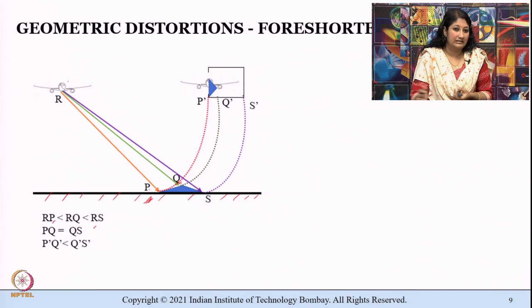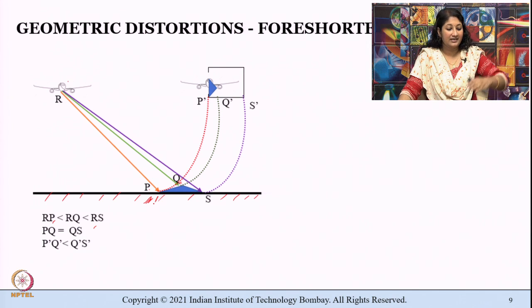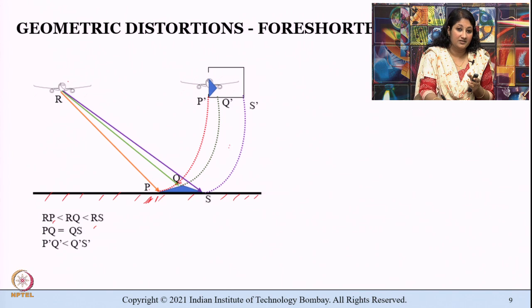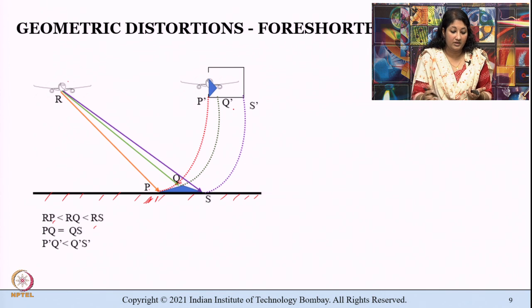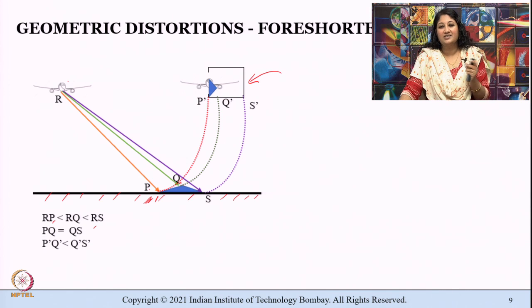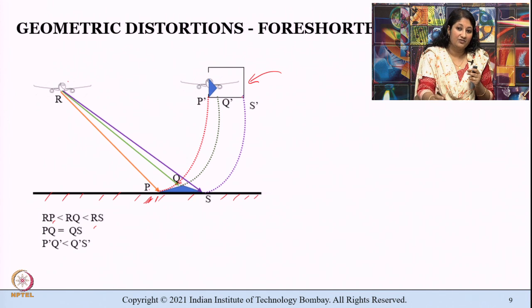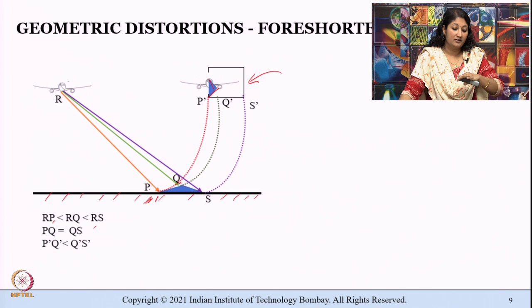So, what happens? The return echo from the base, that is from point P as shown in the schematic here, shall reach the instrument first before the return echo from the top or the peak of the object. Now, the projected image in this case shall also lean over. What you see here, the projected image shall also lean over, but the difference is that the projected image in foreshortening shall appear to lean away from the nadir. You can see it is trying to lean away from the nadir rather than towards it.